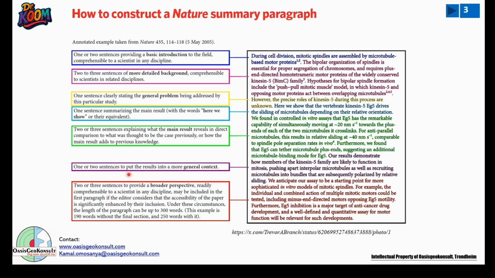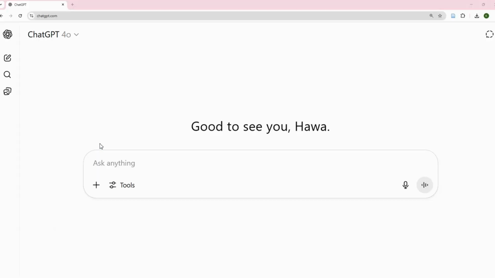Then 1 or 2 sentences to put the result in a more general context, a wider application of it, and then a punchline where you say something about the broader perspective of the work. More or less, it's just IMRAD. IMRAD is introduction, methods, results, and discussion. Now let's jump to ChatGPT and run a test of that.